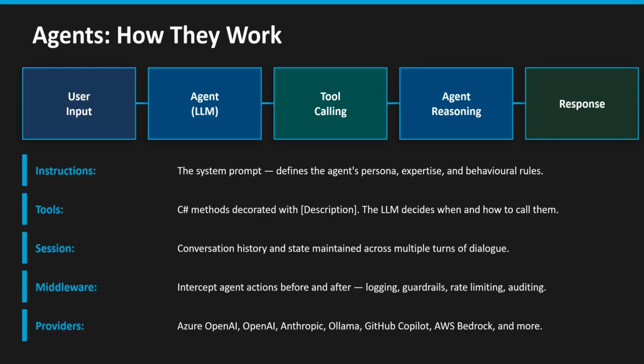The next concept is middleware. This is super useful. It lets you intercept requests and responses. You can use it for logging, adding safety guardrails, or even custom tracing. And finally, when it comes to LLMs, you have tons of flexibility. You can use Azure OpenAI, regular OpenAI, Anthropic Claude, local models like Ollama, and more. Basically, it can use any kind of LLM.